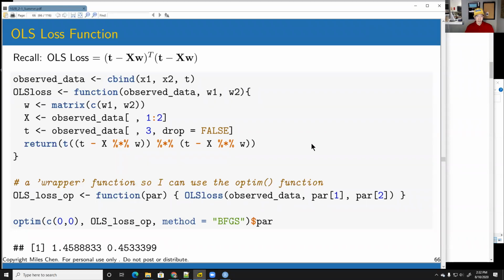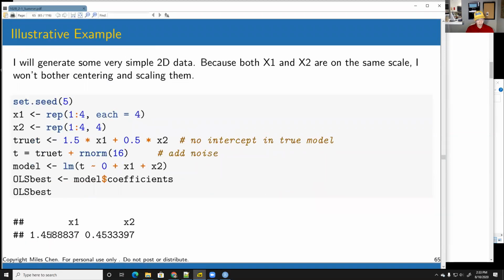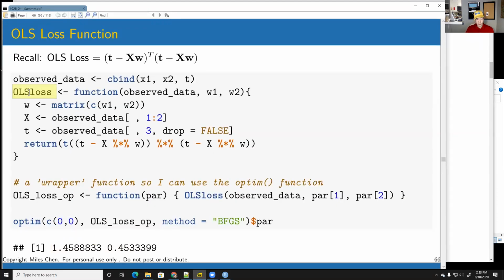All right, so here I'm just saying this is the loss function, and we need to optimize this. And so I plug the loss function into the function optim. I start off with some arbitrary location of 0, 0. And then by using optim, we find the coefficients for x1 and x2, and these line up with the coefficients that LM has found. So here's our OLS loss, and I plug that into Optim to get the coefficients that minimize the loss function. All right, is this all right?